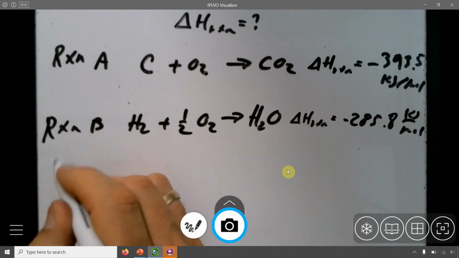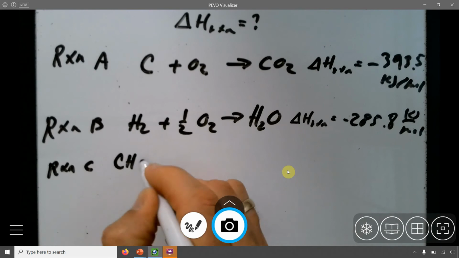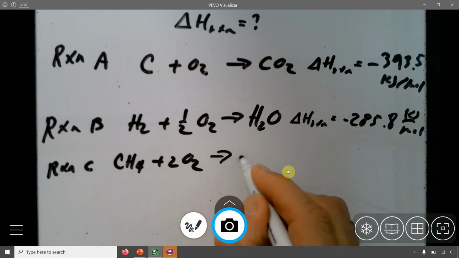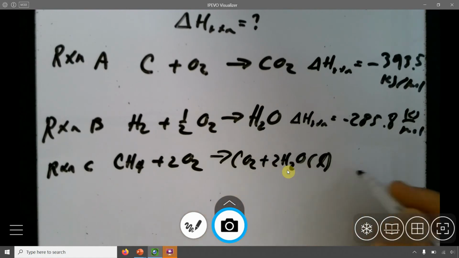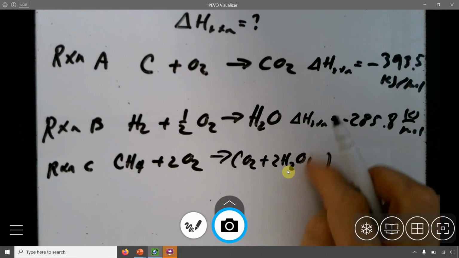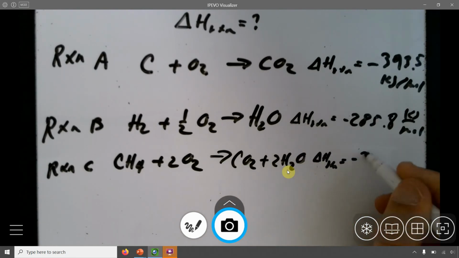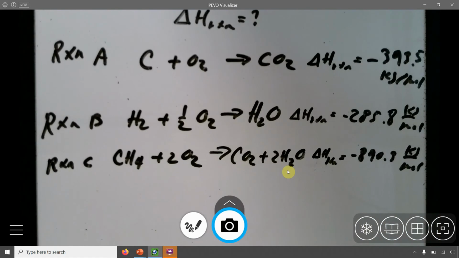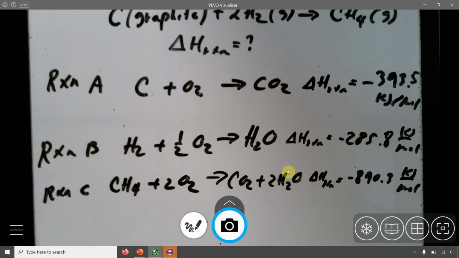And I have reaction C. I have methane gas plus 2 oxygen gas will form carbon dioxide gas plus 2 water liquids. And this one's delta H of reaction is negative 890.3 kilojoules per mole. So that's the question I have. Obviously every question is going to have different steps, so I can't give you a recipe as to how to do this, but you have to kind of play around.